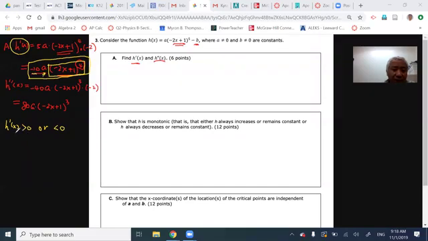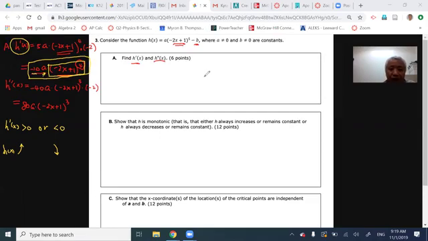That means what? If it's greater than 0, the h(x) function is always increasing. And if this h'(x) is less than 0, the h(x) is always decreasing. So that's what they call the monotonic, right? So let's look at the third one now here. Show that x coordinates of the locations of critical points are independent from a and b.